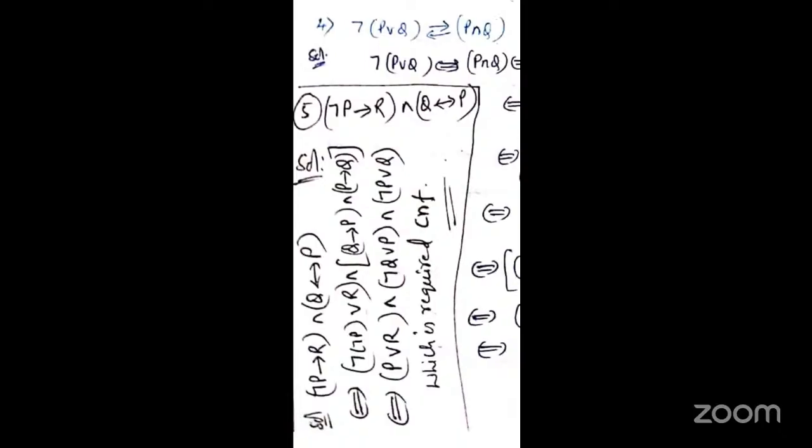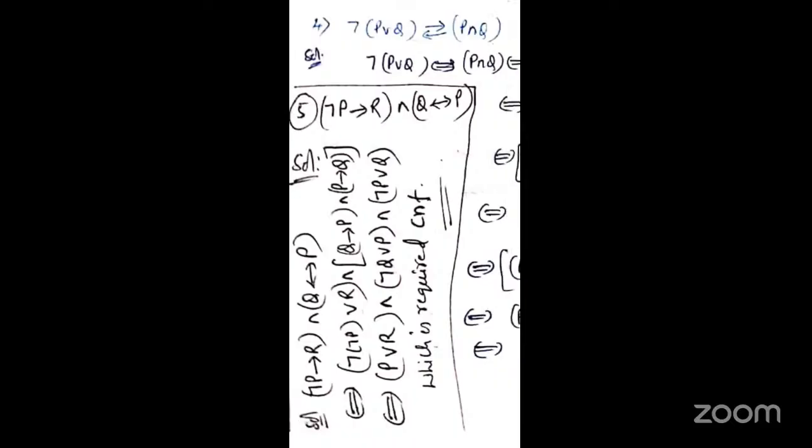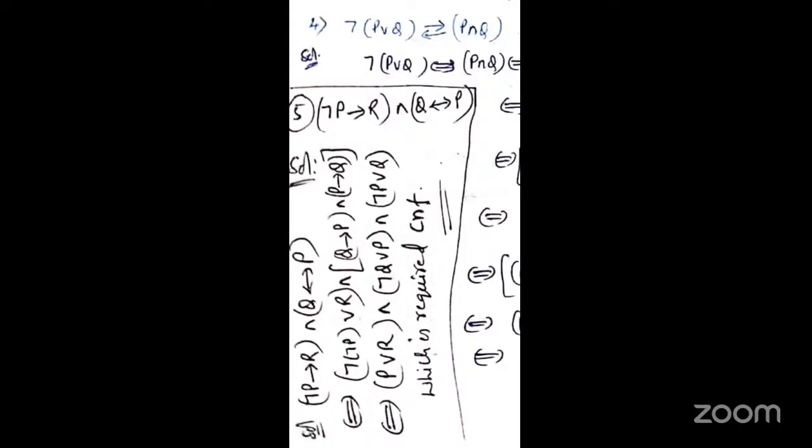So this is also one more example for conjunctive normal form. Let me show how we are going to convert this into conjunctive normal form. What is our question? Negation P implies R, intersection Q double implies P. First apply the P implies Q formula. What is the P implies Q formula? Negation P union Q. Similarly, the P double implies Q formula is P implies Q intersection Q implies P. So I am using these two formulas here.